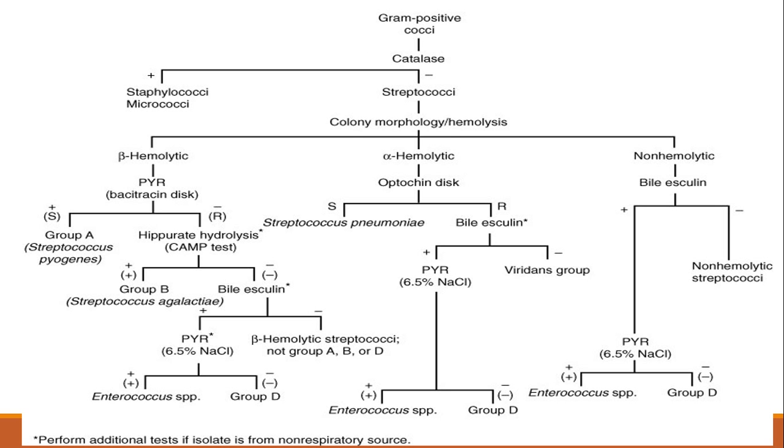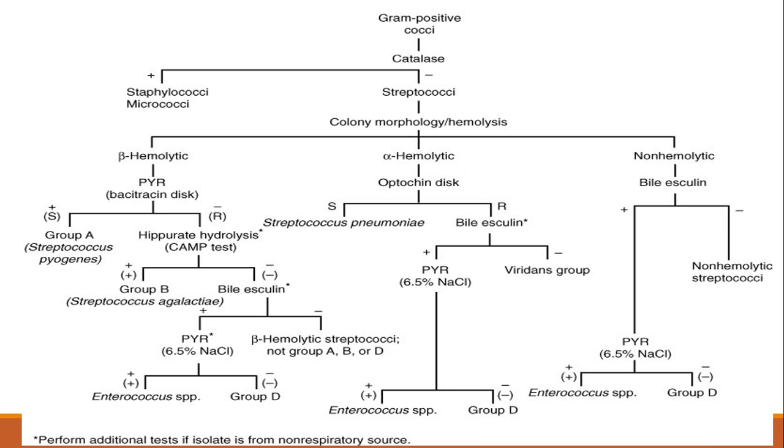So if it's beta hemolytic, I want to look for group A strep. That's the first pathogen on the list, right? So I might do a PYR test or a bacitracin disc to determine if I have group A strep. If it's PYR positive, then most likely I have group A strep. If it's sensitive to bacitracin, that's a presumptive test also for Strep pyogenes.